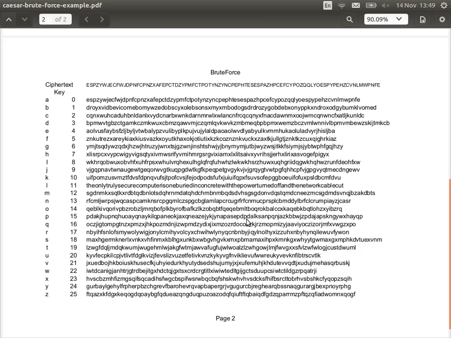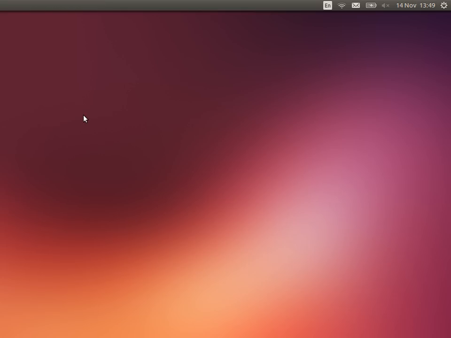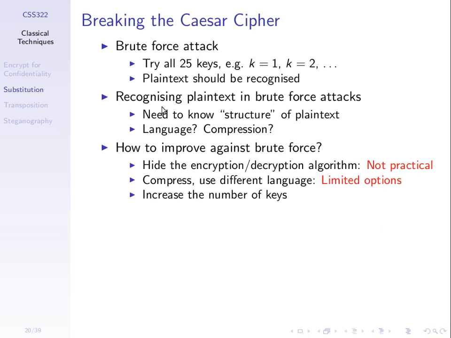So Caesar cipher is not good from a brute force attack because there are only 26 keys. We'll see there are some other ways to break it as well when we look at other ciphers. What can you do? Well, people sometimes suggest, okay, well, to do a brute force attack, you must be able to recognize the plaintext. And in most plaintext messages, you can. They have some structure that you can recognize, so it's not hard in practice.